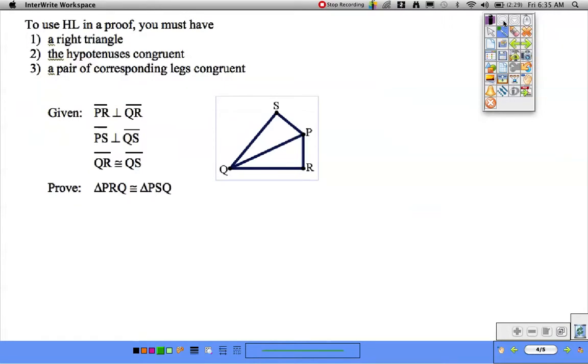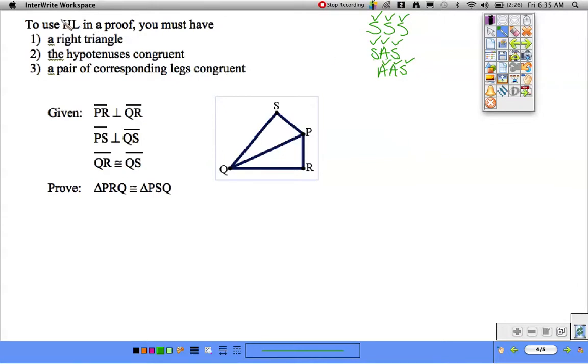Now, using hypotenuse leg in a proof. The best way that I can stress to remember this is when you use side, side, side in a proof, you have to list 1, 2, 3 pairs of sides in your proof to say side, side, side. If you use side, angle, side, you have to list 1, 2, 3 statements so you can say these sides, these angles, these sides. Angle, angle, side is the same way. 1, 2, 3, 2 pairs of angles and 1 pair of sides better be listed in your proof.